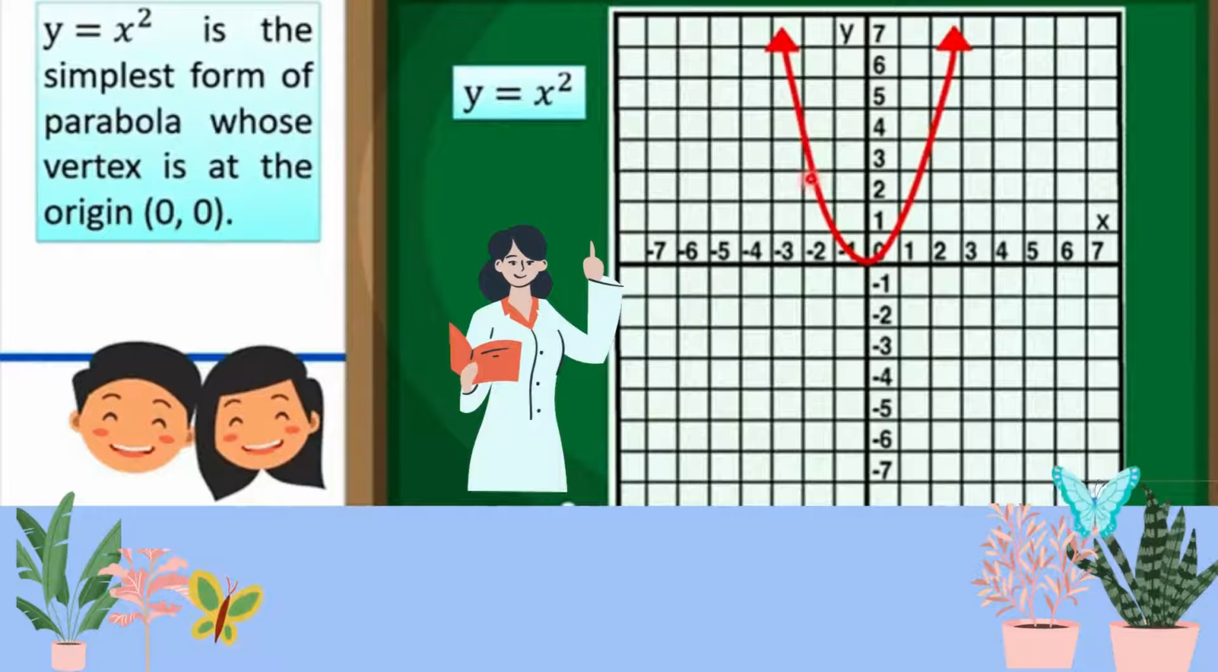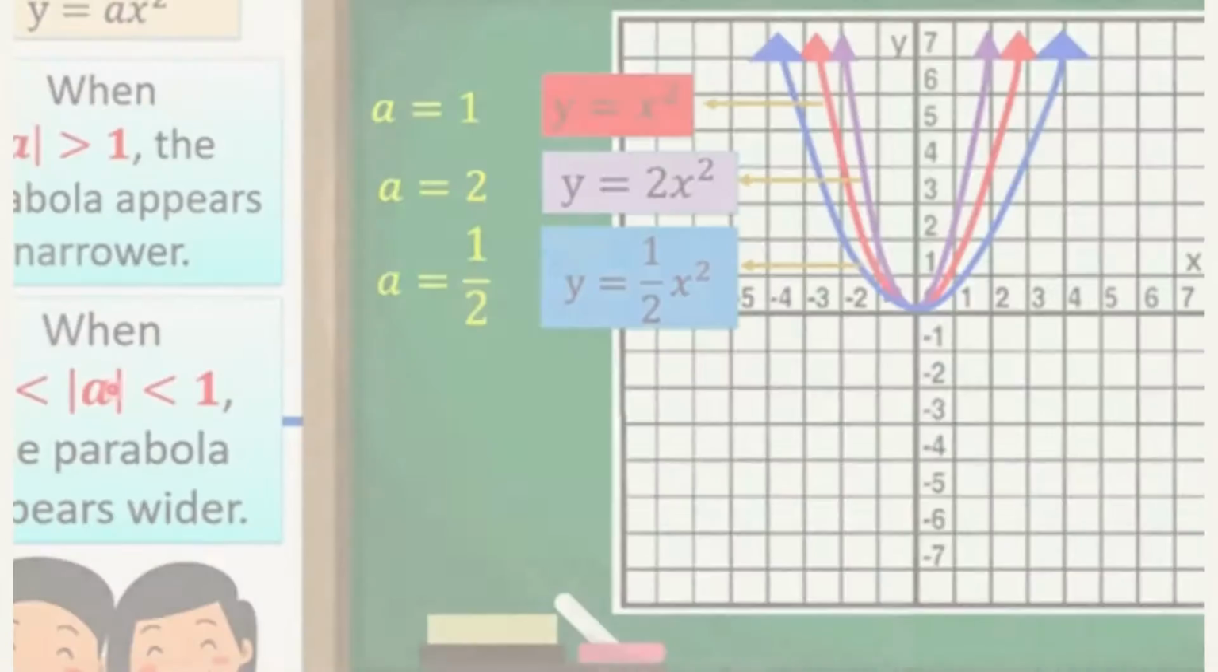This time, let us use the graph of the quadratic function y equals x squared as our guide function, as shown at the right, wherein the vertex is at the origin.